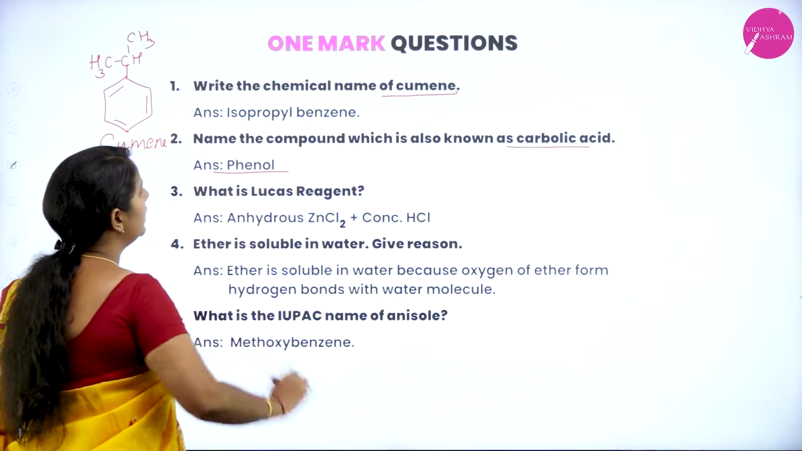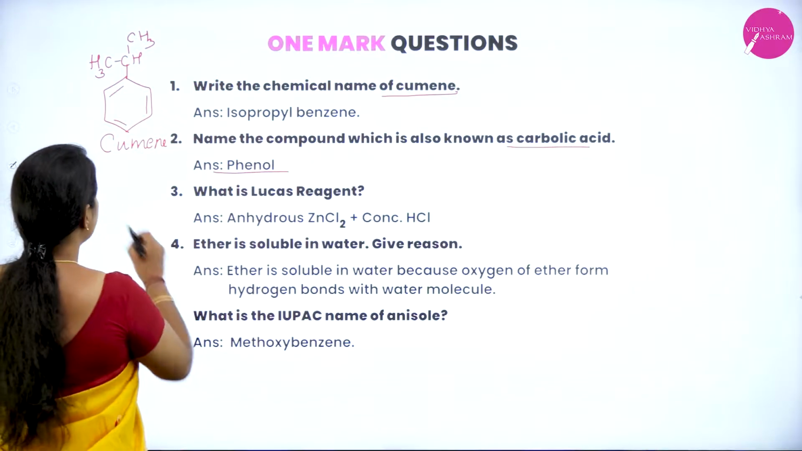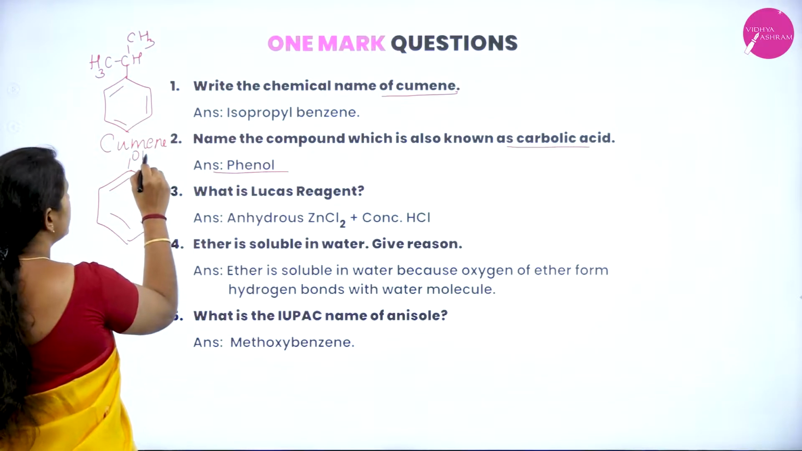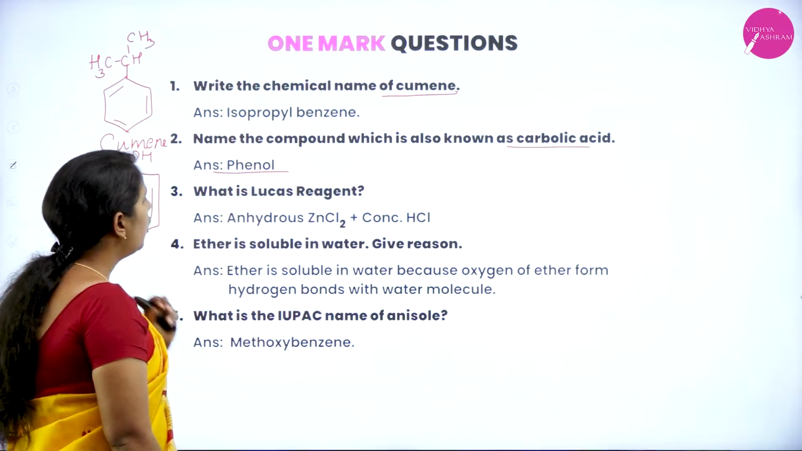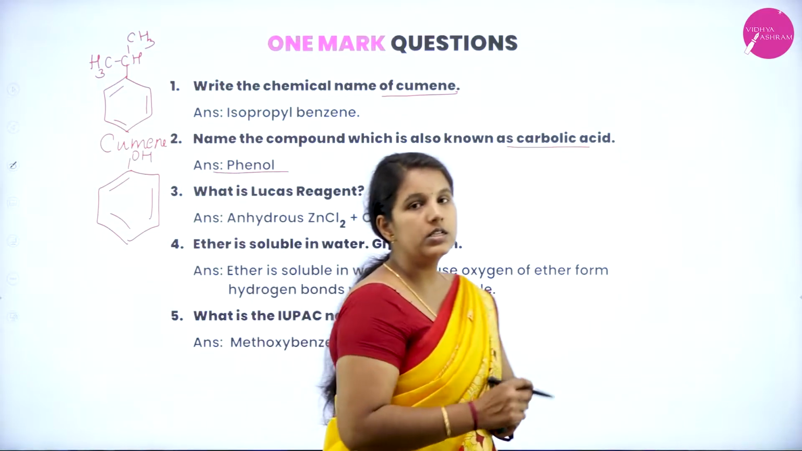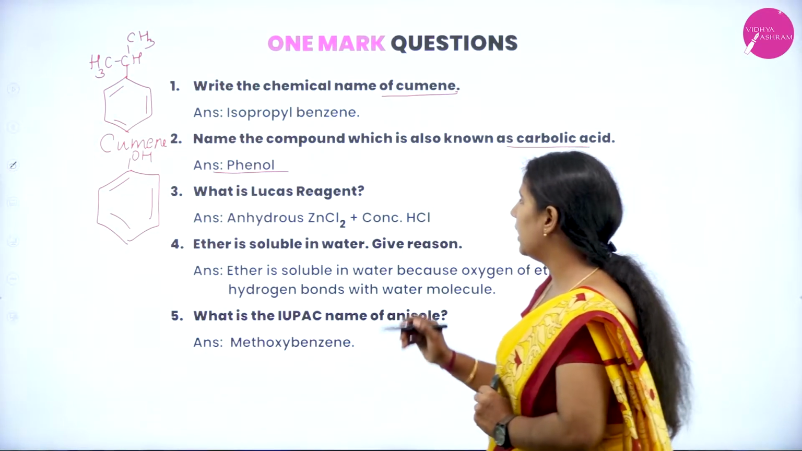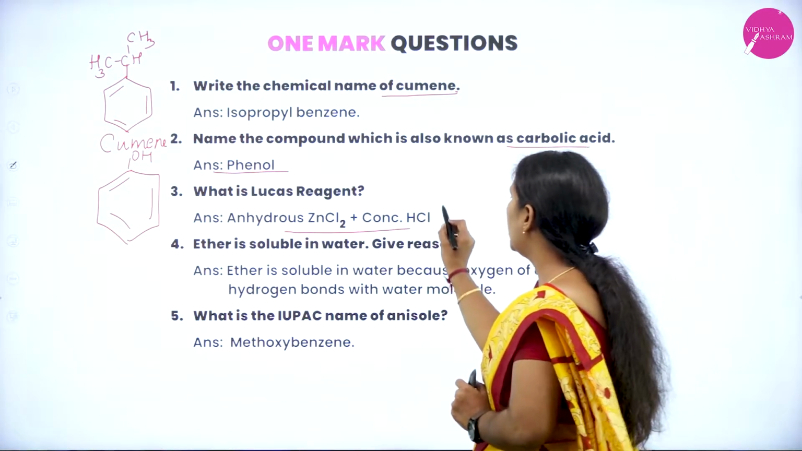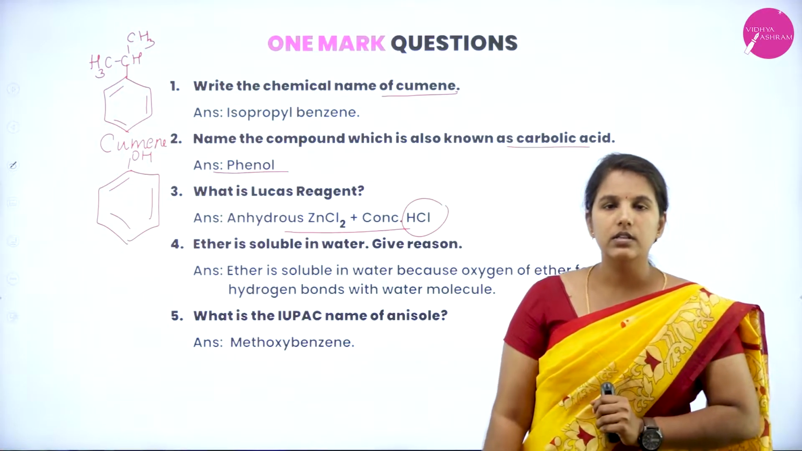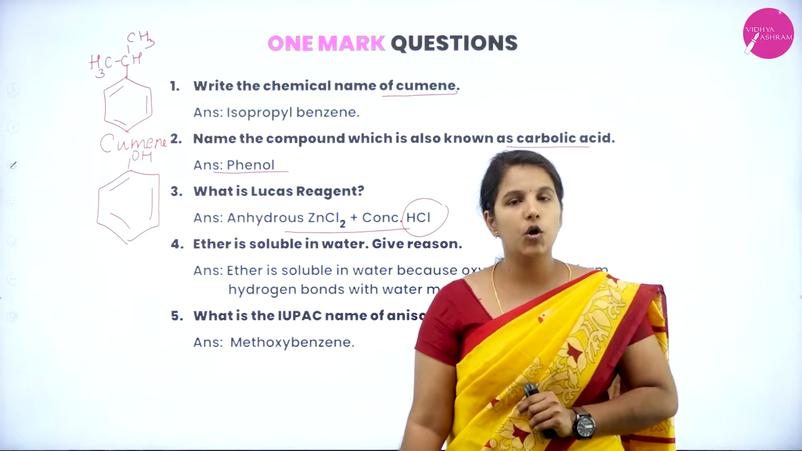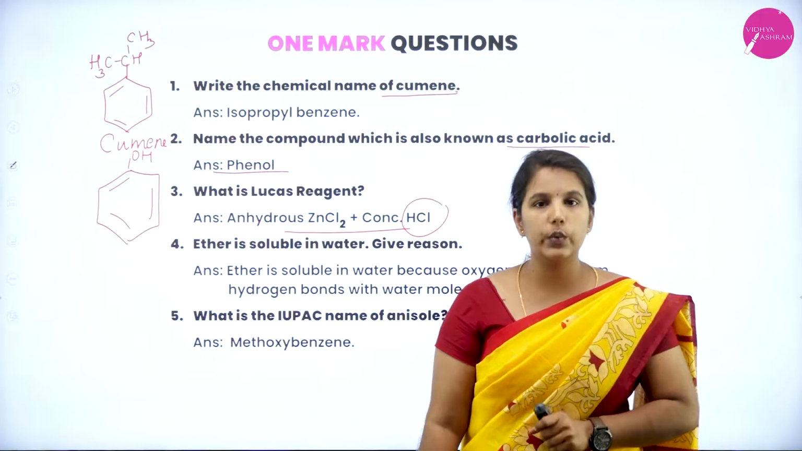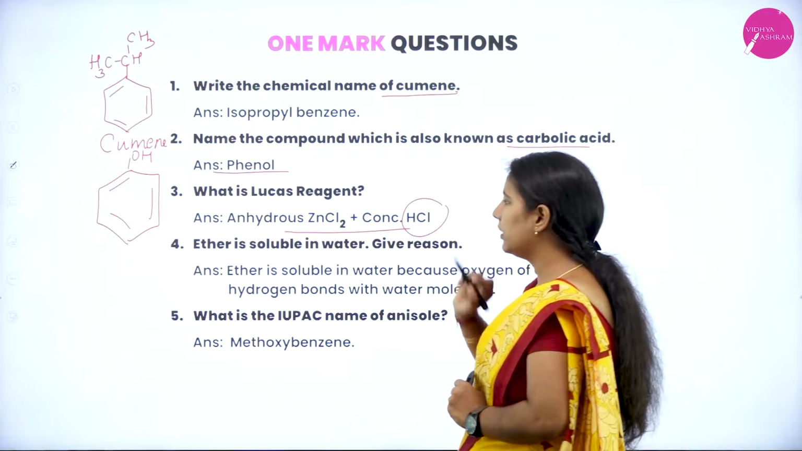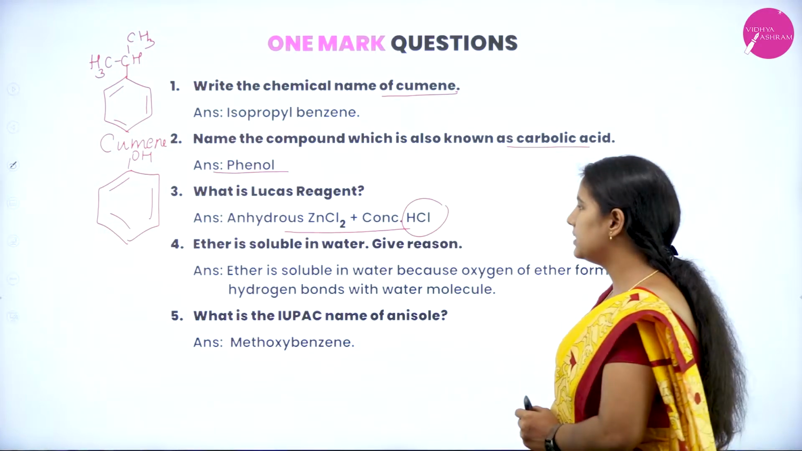Next question. Name the compound which is also known as carbolic acid. Phenol is also known as carbolic acid, and it is represented as a benzene ring with the OH group. Next question. What is Lucas reagent? Lucas reagent is nothing but a mixture of anhydrous zinc chloride with concentrated HCl. Even in your practical exam, I hope you have studied what a Lucas reagent is.